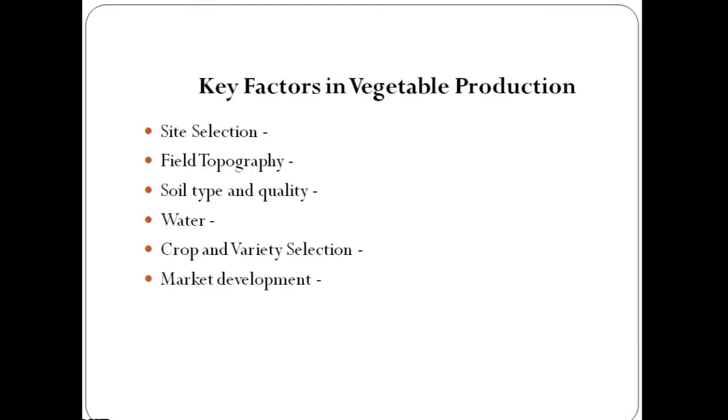Now let us see the key factors in vegetable production. Success in vegetable production, whether it is organic or not, is greatly dependent on a well thought out plan. There are certain key factors that should be considered carefully during the planning stage of the farming operation. The first process is site selection, field topography, soil type and quality, water, crop and variety selection, and the market development.